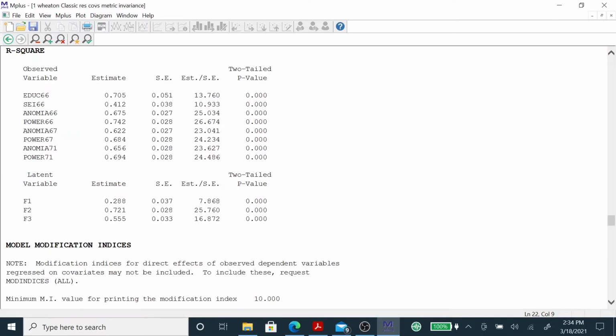Also, we could take a look at the R-square, R-square for anomia and powerlessness. Now, even though the loadings are equal across time, the reliabilities will not be, because the variances change over time. The total variance changes over time too. So R-square is the same thing here as reliability. So the reliability of anomia and powerlessness are in the 0.7 range, and it goes down a little bit over time. All right, so that's the classic model.